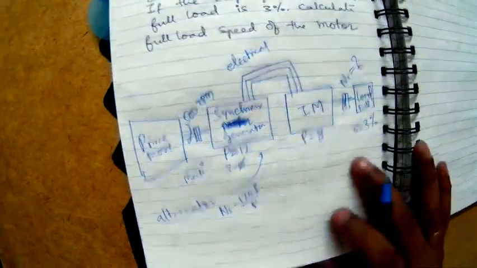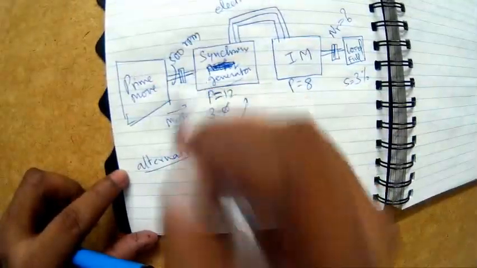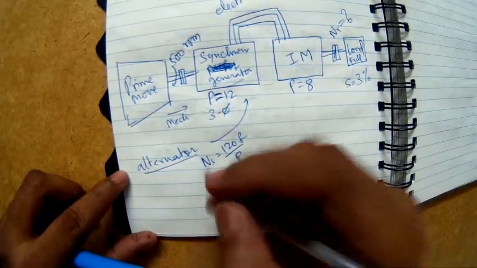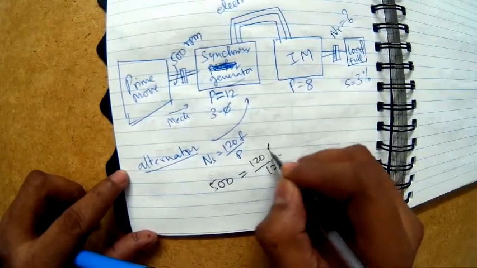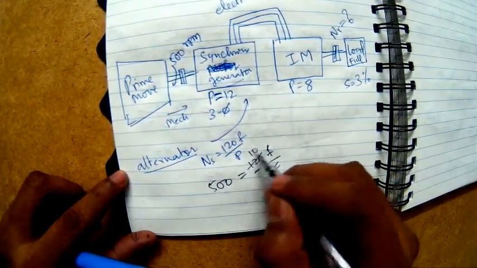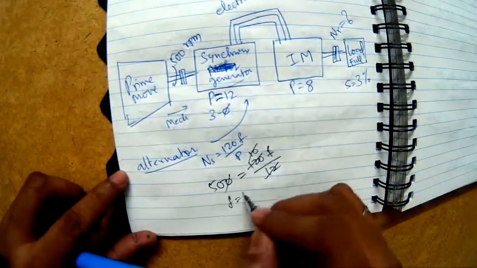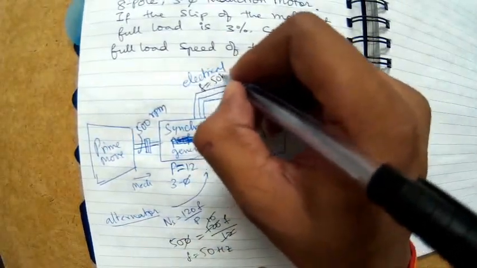Now the Ns is nothing but Nr because it's a synchronous generator. So 500 is equal to 120 into F divided by 12 poles. From this I can find F. So F is 50 Hertz. From this calculation I find the frequency is 50 Hertz.